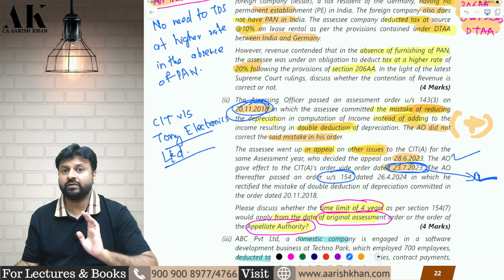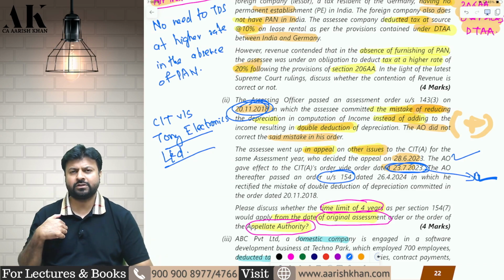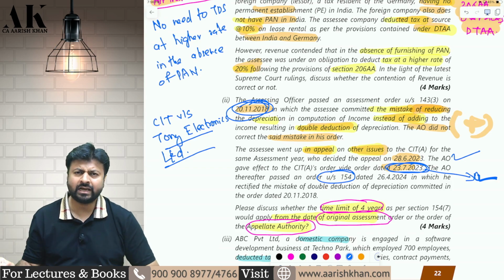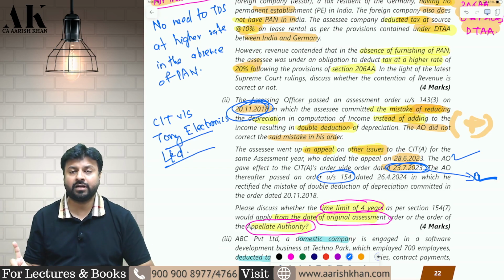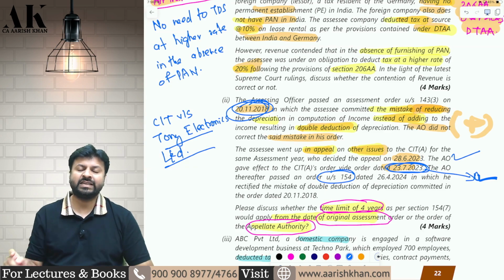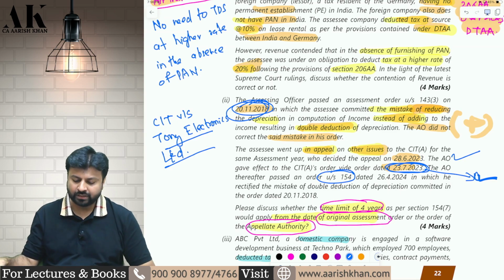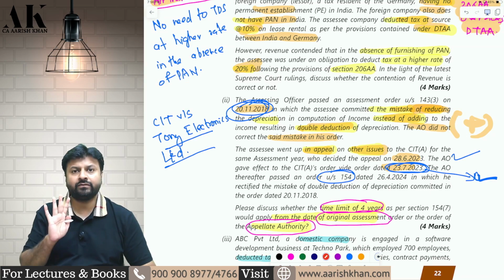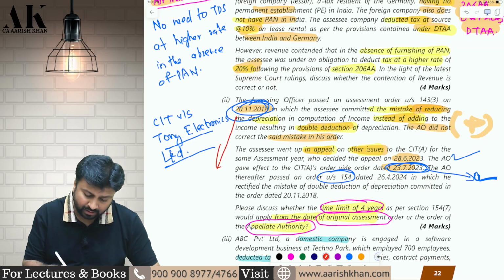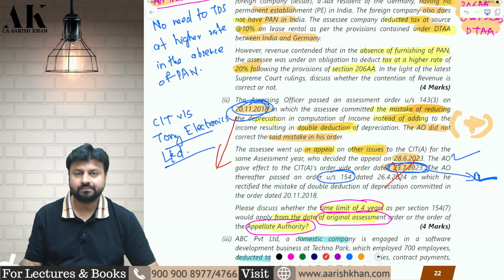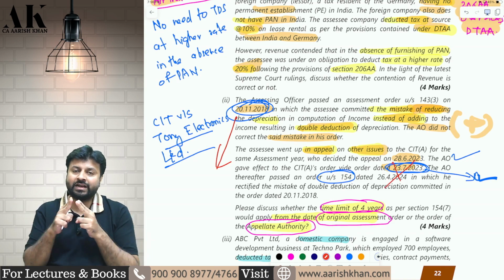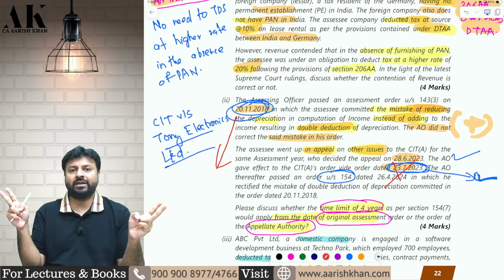But there is one more view, which we have also taken in the class, in the case of ICICI Bank Limited, Bombay High Court judgment, or the Supreme Court judgment in the case of Elegant Finance Limited. That judgment was in respect of 263. In that judgment, it was said that the time limit of 4 years should be taken from here and not from here. Okay, so these two different views give absolutely different results to the assessee.